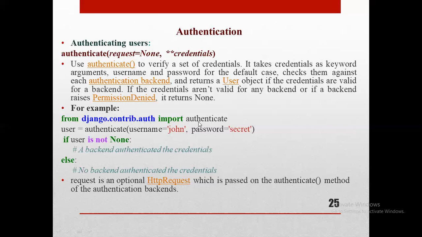Here you can see the example: from django.contrib.auth import authenticate. We have to import authenticate from this module. Then user = authenticate, with the credentials username and password as keyword arguments, the defaults for the authenticate function. If user is not None, that means the backend has authenticated the credentials. If user is not None, then we print a message.